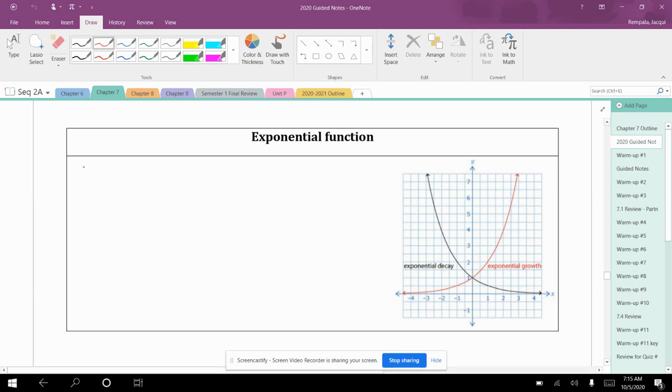It says that it's a function of the form y equals a times b raised to the power of x. This is where a cannot equal 0, b has to be greater than 0, and b cannot equal 1, and x is a real number.